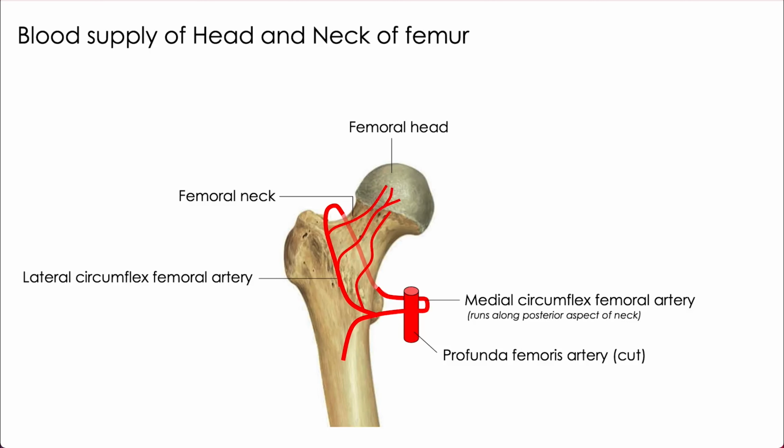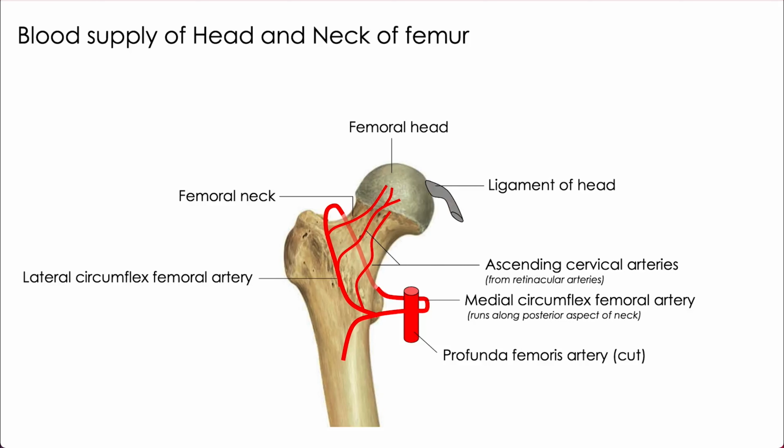Through these we have branches. I can show you only the anterior one, but there are a big number of these ascending arteries, and they are called ascending cervical arteries. There are a lot from the medial circumflex, and comparatively fewer from the lateral circumflex. So the medial circumflex artery is the prime artery which supplies blood to the head of my femur bone.